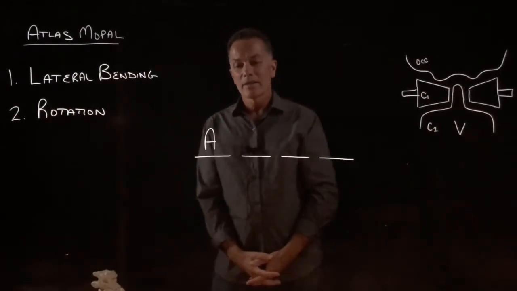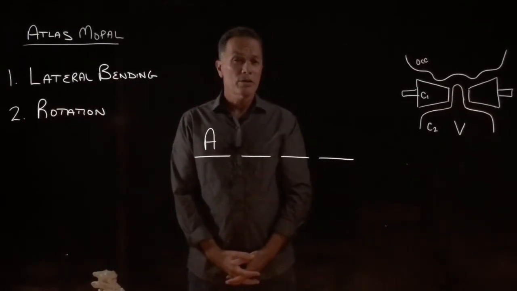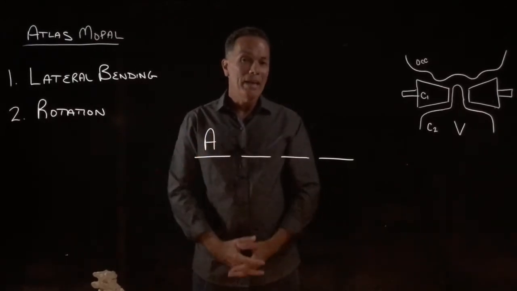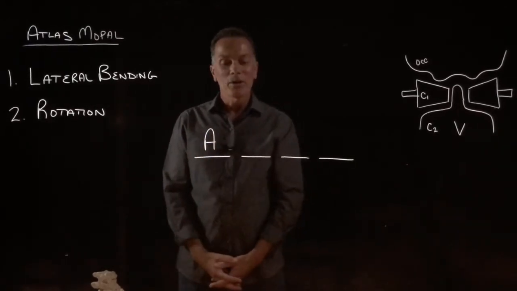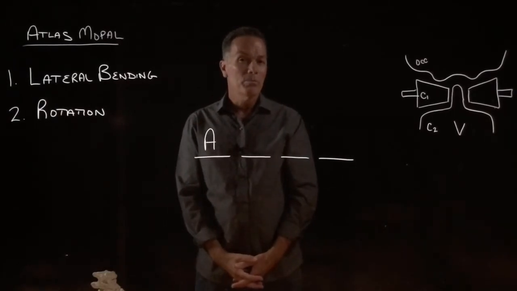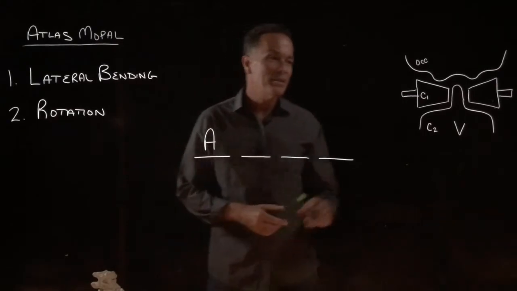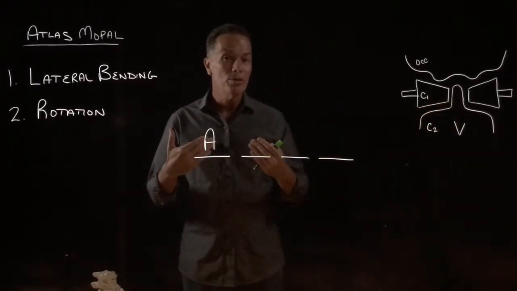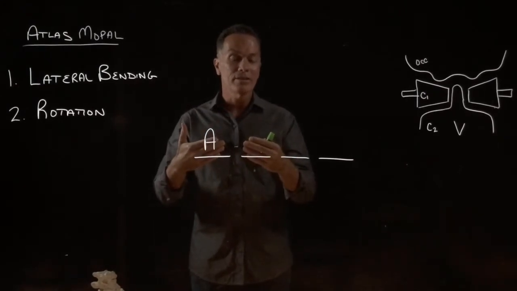So for atlas listings, the first two letters can only be determined by X-ray. The first letter is always going to be A for atlas or anterior. Atlas will never shift posterior. Why is that? The reason is because the dens is in the way. So atlas can never subluxate posterior, it'll only subluxate anterior.